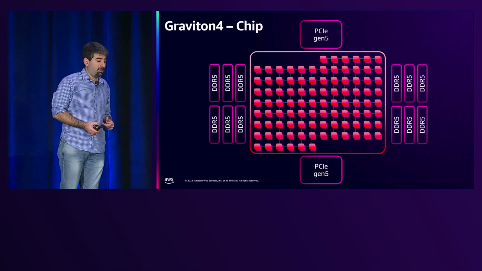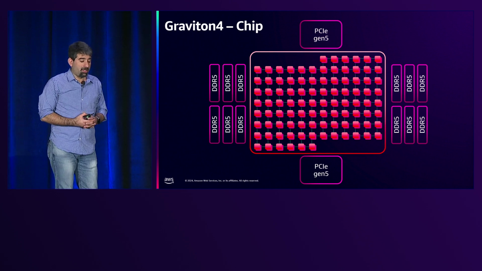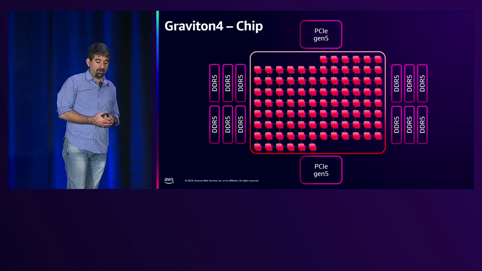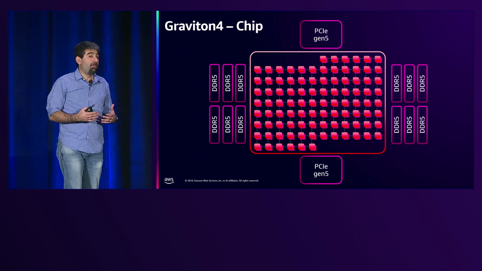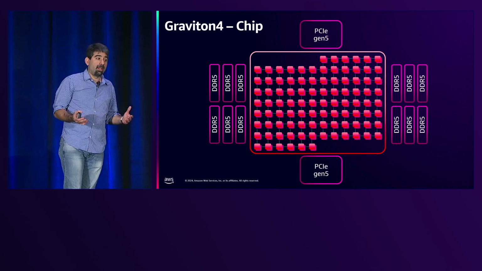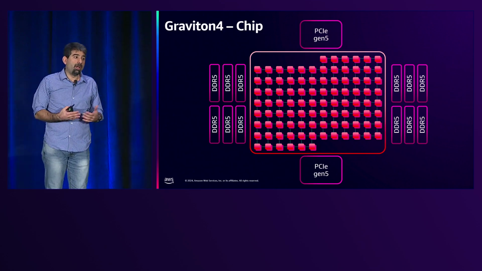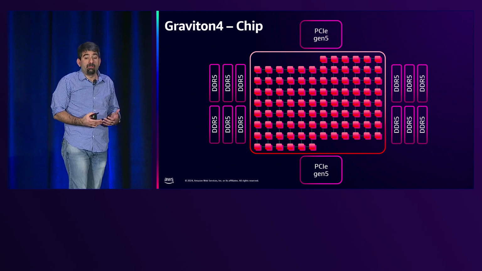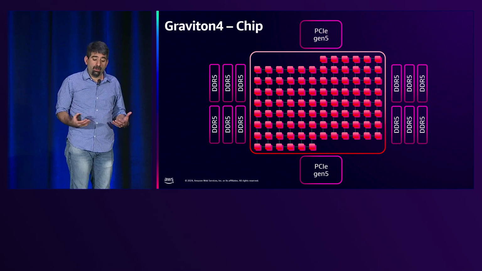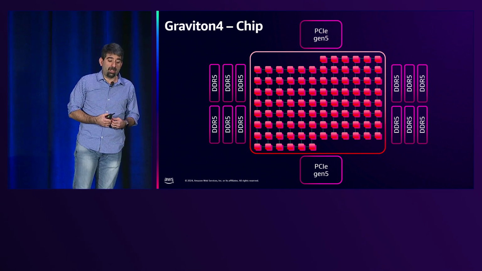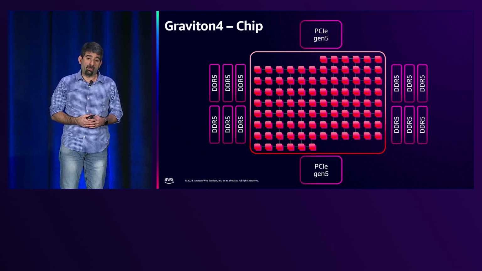Let's look a little closer at what this looks like in the actual chip. All the cores are connected with a mesh, and there's portions of the last level cache that are scattered across that mesh as well. Those 12 channels of DDR provide over 500 gigabytes a second of theoretical bandwidth and just under 500 gigabytes a second of achievable bandwidth.